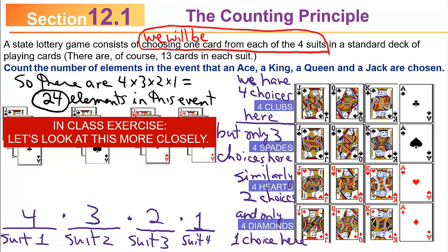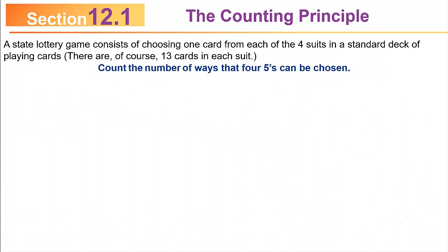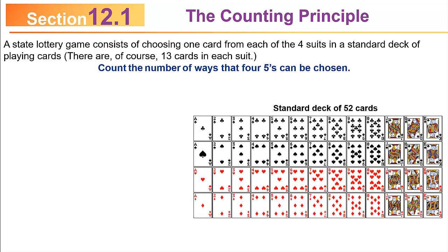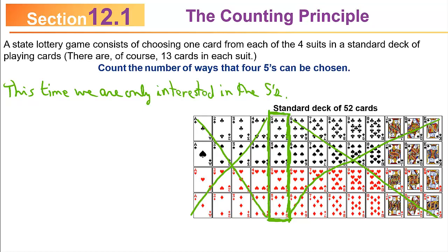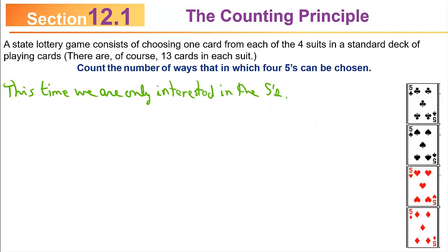Let's look at this a little more closely. What if I took the same scenario? I'm choosing one card from each of 4 suits, but this time, instead of looking at jacks, queens, kings, and aces, what if this time I want to count the number of ways that I can get 4 5s? Think about it the way I did the last time. When I was looking for only aces, kings, queens, and jacks, I threw away all the rest of the cards. So if I'm only looking for 5s, I throw away everything except the 5s. So now I'm only looking at those 4 5s. And I want to get one card from each of the 4 suits.